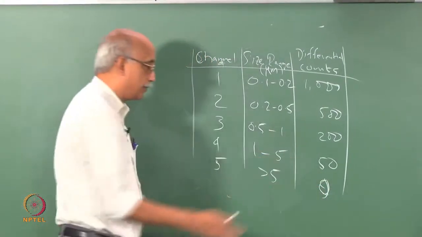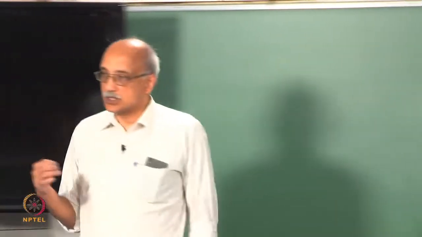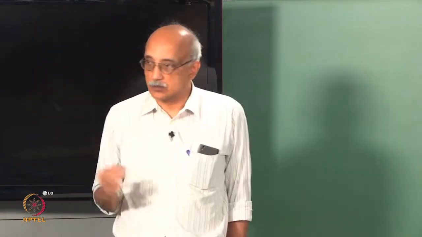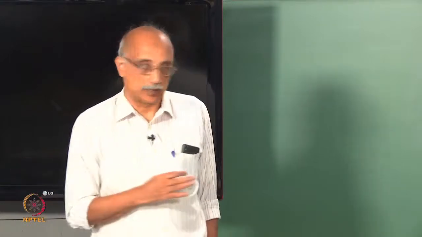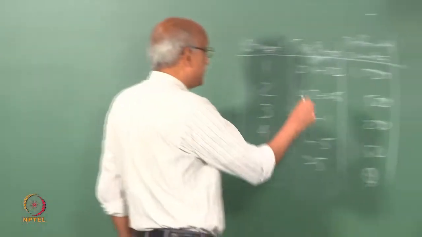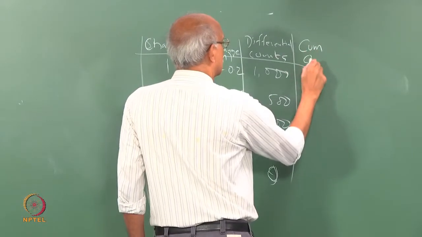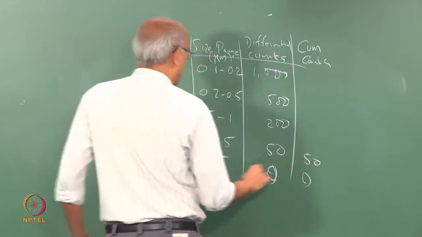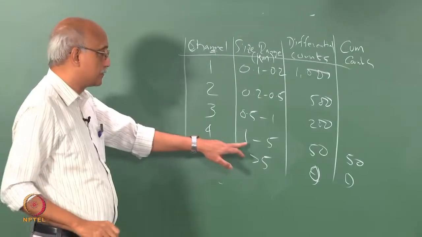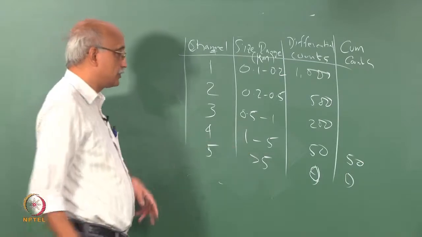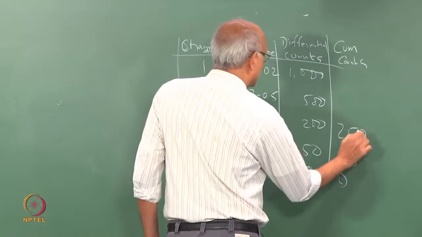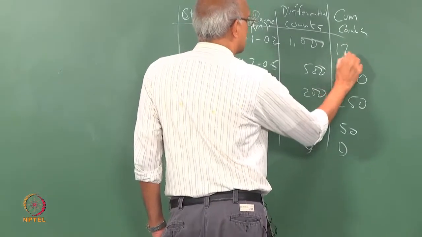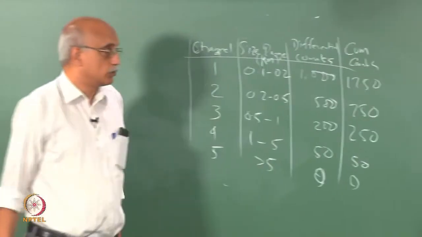So, this is a sample whose particles are all in a size range between 0.1 microns to 5 microns, and there are no particles that are larger than 5 microns. Now, this data can also be represented as cumulative counts. So, you just count backwards. So, the number of particles that are larger than 1 micron would be 50, larger than 0.5 microns would be 250, larger than 0.2 microns would be 750, and larger than 0.1 microns will be 1750.